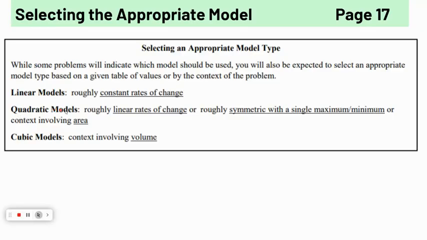For quadratic models, we're looking for roughly linear rates of change, or it's symmetric with a single max or a min value. So we're looking for the numbers to go up and down, and we're looking for kind of a vertex in the middle. And then typically, if the model involves something like area, so if you ever see something like units squared, then we're talking about a quadratic model. When we talk about cubic models, we're talking about things that are involving volume, so cylindrical volume, spherical volume, anything that uses something with units cubed, then we're going to be using a cubic model.